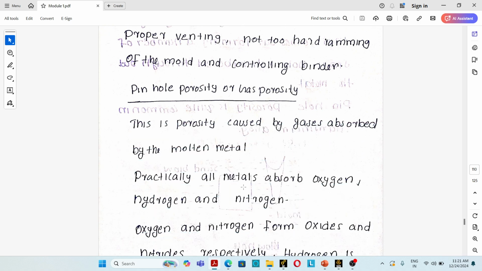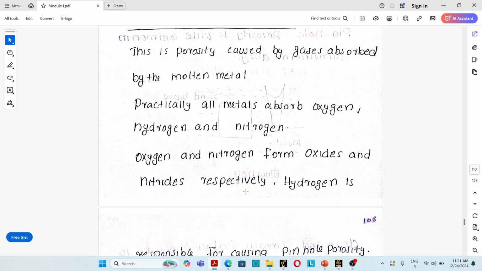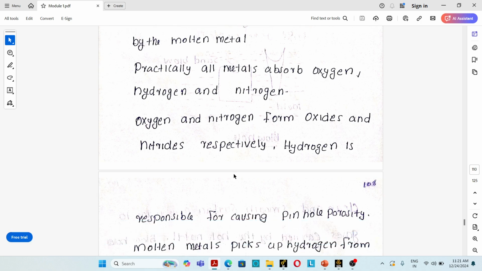The second internal defect is pinhole porosity, or gas porosity. Pinhole porosity is due to gases absorbed by the molten material. Actually, the metal absorbs oxygen, hydrogen, and nitrogen, and oxygen and nitrogen form oxides that will be dissolved in the molten metal.